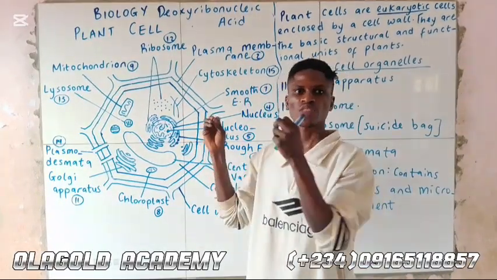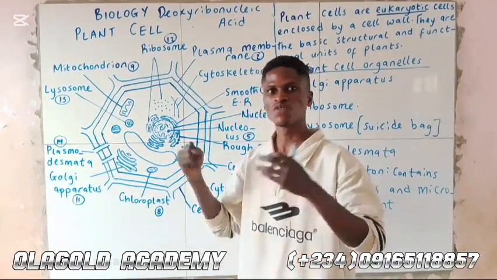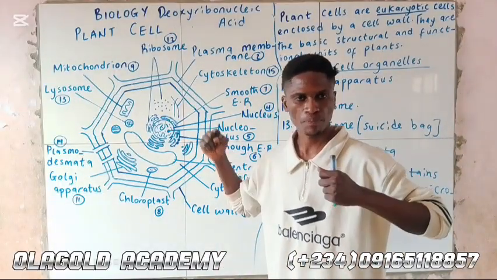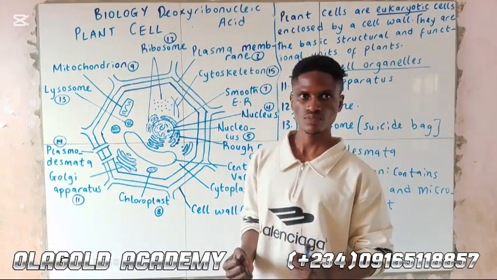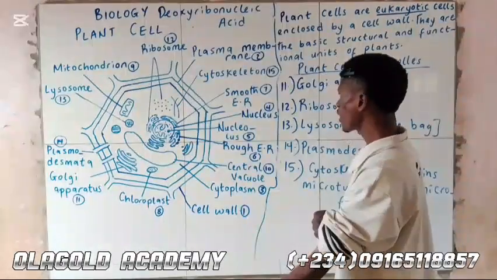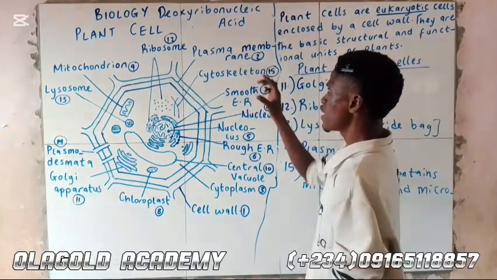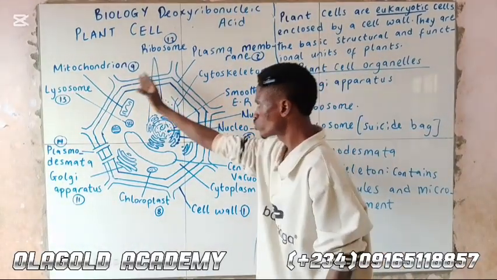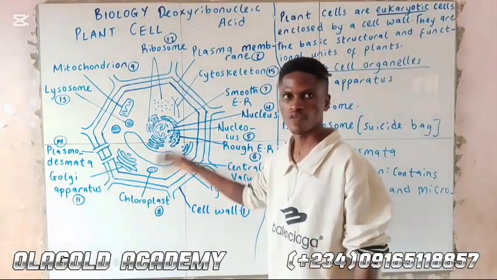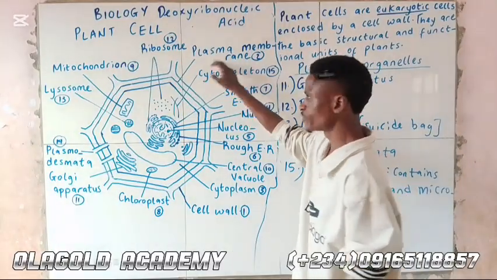So if that particular plant takes in water, this cell wall is what prevents the plant cell from bursting. It helps the plant cell to be rigid, to stand firm. That's the work of the cell wall. Number two, we have the plasma membrane. This one helps to control what goes in and what goes out of the cell. That is the plasma membrane, also called cell membrane.